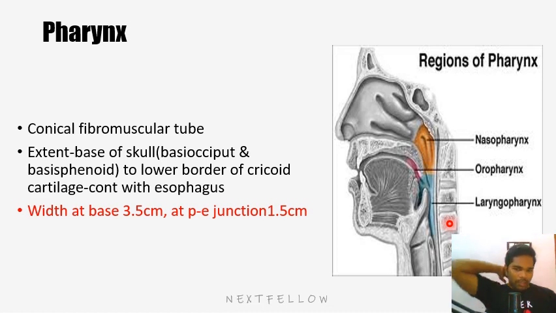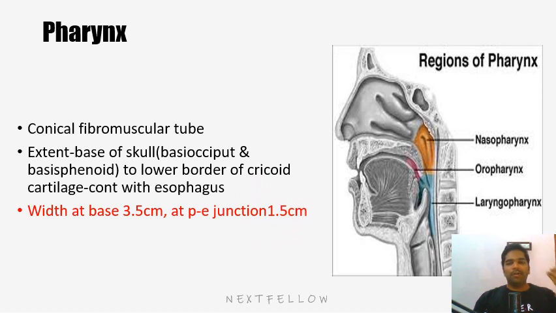So there is a clinically important point about this cricopharyngeal junction. I'll tell you what it is. The narrowest portion of the entire gastrointestinal tract of a human being is the cricopharynx. The junction is only 1.5 centimeters.